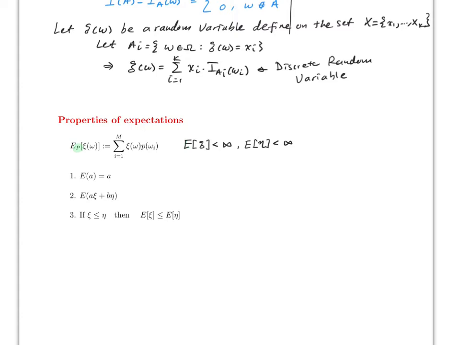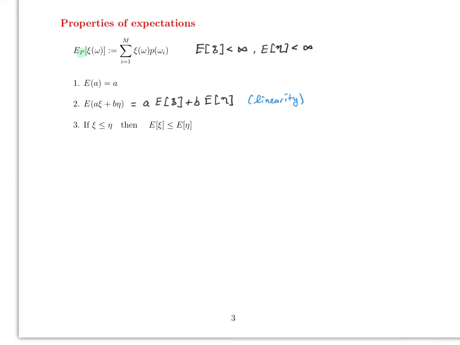Now, if you multiply the two random variables Kc and nu by constants, then the expected value of the sum should be equal to the sum of the expected values. And this is just the property of linearity. Now the third property should be obvious too. If Kc is less than or equal to nu, then the expected value of Kc should be less than or equal to the expected value of nu.